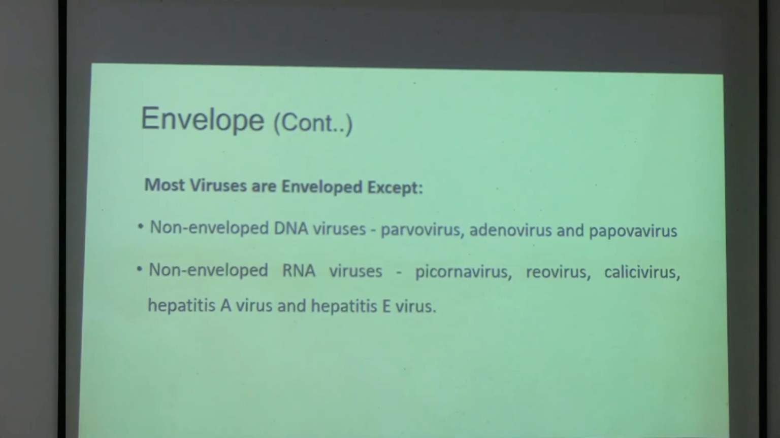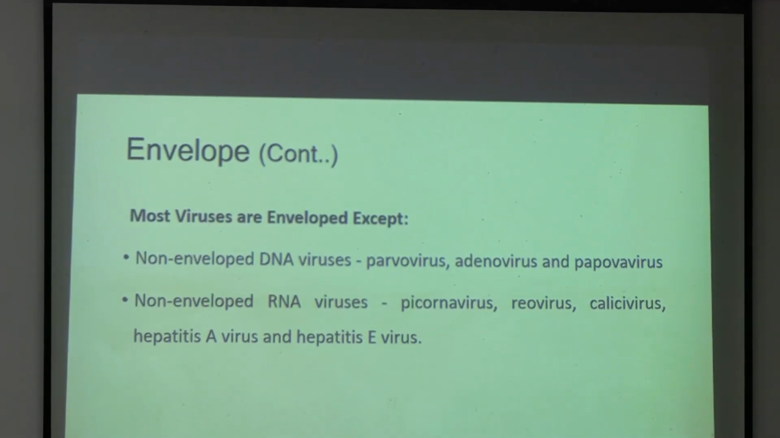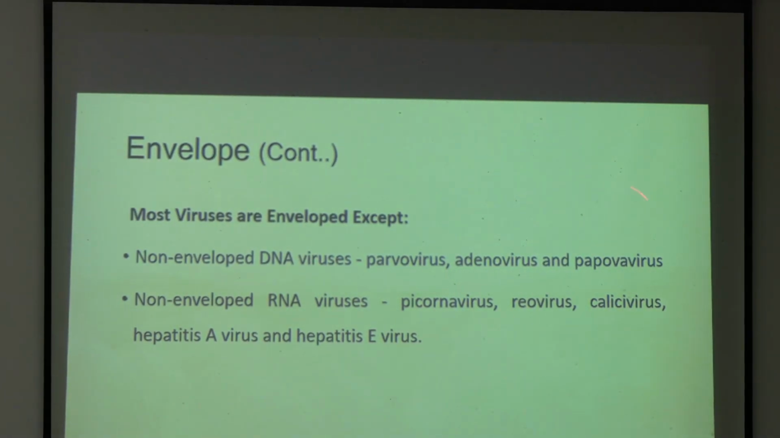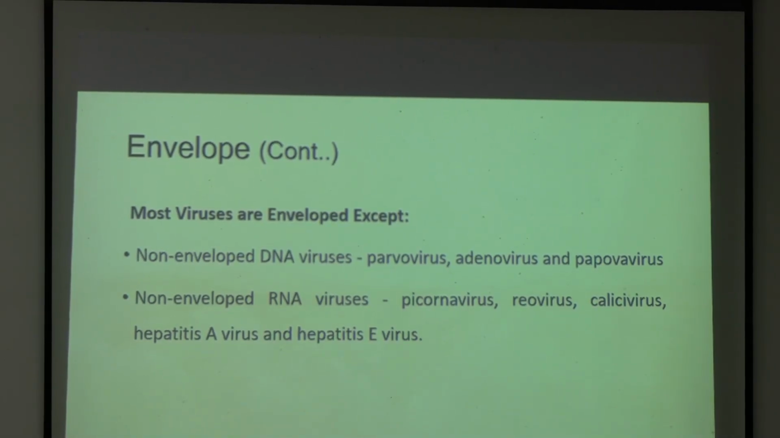So I told you most of the viruses are enveloped. Now you might get a question during your exam. What are the examples of non-enveloped viruses? You have to know, okay? Non-enveloped DNA viruses are parvo, adeno and papova, okay? And non-enveloped RNA viruses are picorna, reo, calici, hepatitis A, hepatitis E. Other than that, all the rest of the RNA viruses are enveloped and all the rest of the DNA viruses are also enveloped. Clear?